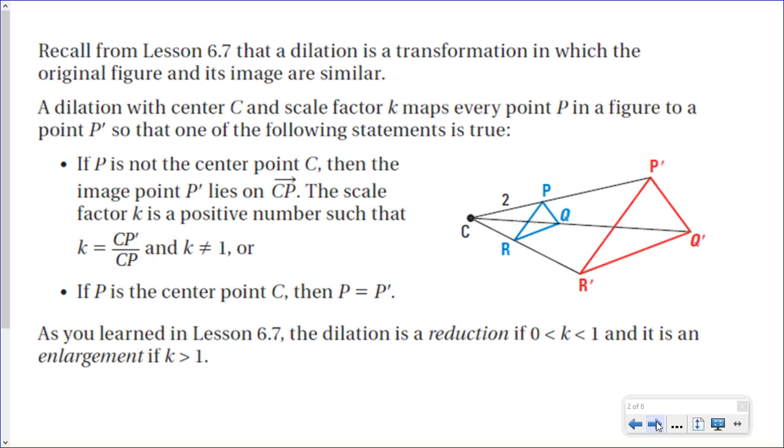P is your start, P prime is your finish. So from blue to red, you have to think if it's an enlargement or a reduction. From blue to red, it gets larger, so it is an enlargement. What I'd like you to put in your notes, and I know there's not a lot of room for this, is two different headings: reduction and enlargement.